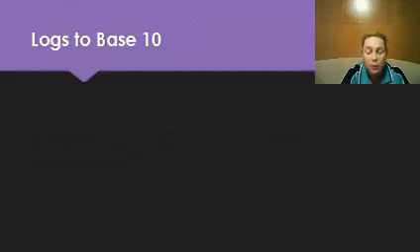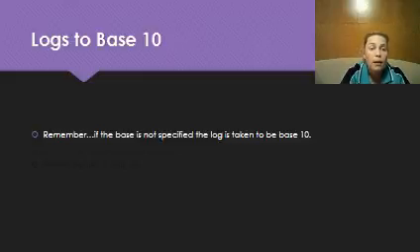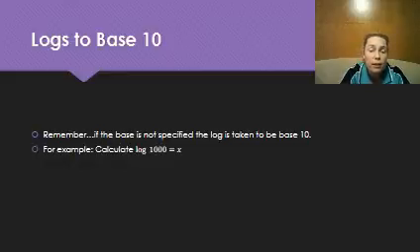Now let's take a moment to just revisit logs to the base 10. Remember, if the base isn't specified, the log is taken to be to base 10. Now, if we wanted to calculate the log of 1,000 is equal to x, previously we had to rewrite that. We knew it was to base 10, so we'd say 1,000 is equal to 10 to the power of x, and therefore we'd calculate x that way. Now we can do it a slightly different way.